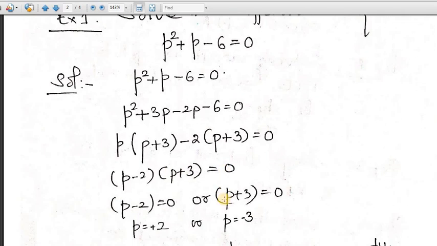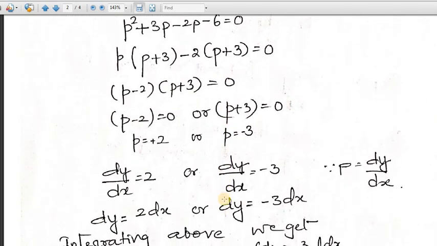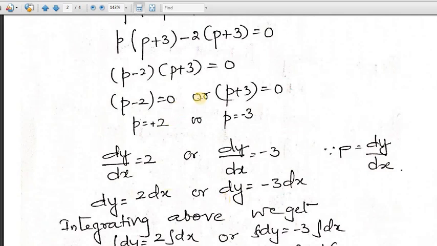So we can write the factors as p minus 2 equals 0 or p plus 3 equals 0. The roots are p equals 2 or p equals minus 3. Now what is p? P is nothing but dy by dx. Therefore dy by dx equals 2 is the first differential equation, and p equals minus 3, that is dy by dx equals minus 3. When we solve these two equations, the complete solution will be the solution of these two equations.